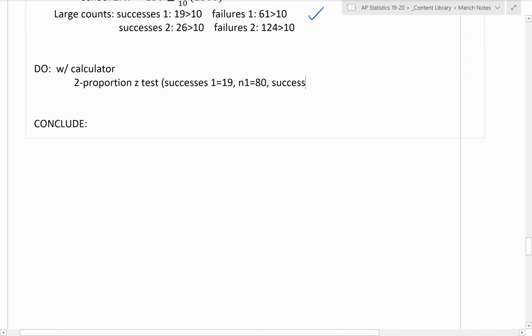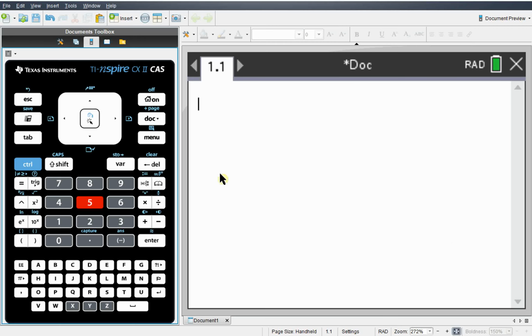Then it's going to ask us for the successes from the second school, which was 26 students showed up without lunch, right? And the sample size from the second school, which was 150 students. That's all we need to enter into the calculator. Let's pull up our calculator.